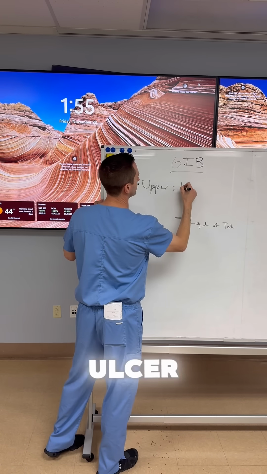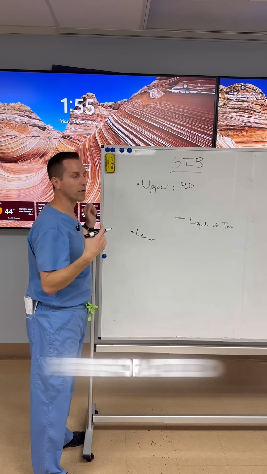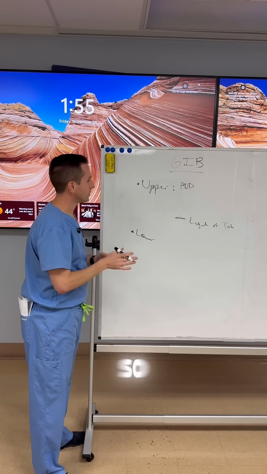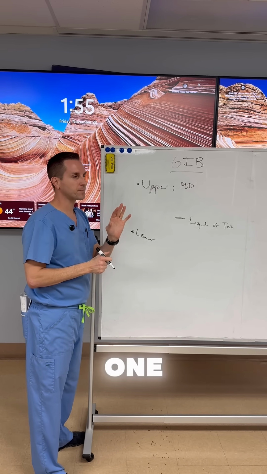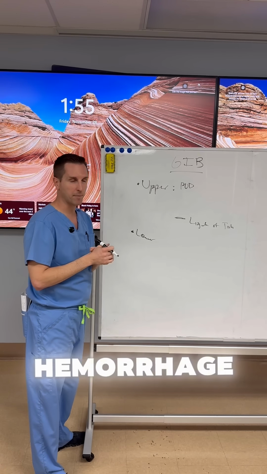So peptic ulcer disease is our big issue here. So you have maybe some gastritis or perforated gastric ulcer or duodenal ulcer. So that's going to be what's causing bleeding. So the duodenum is an interesting one. Any of those can bleed, causing upper gastrointestinal hemorrhage.